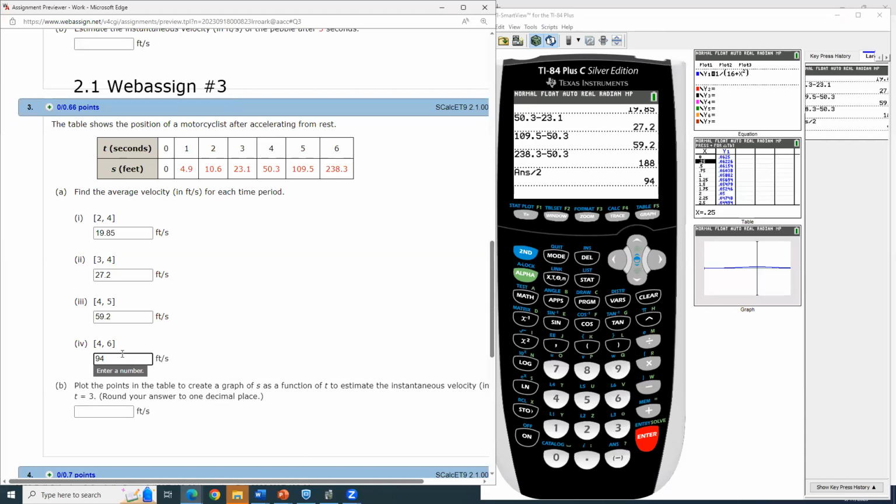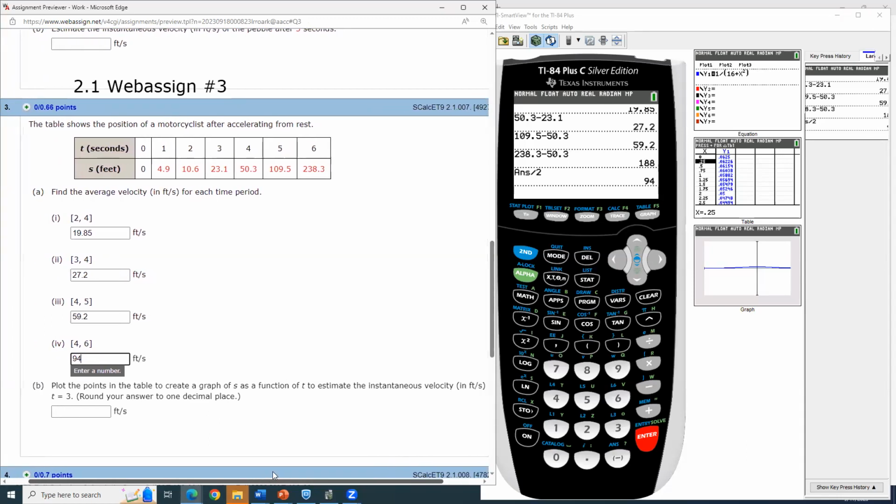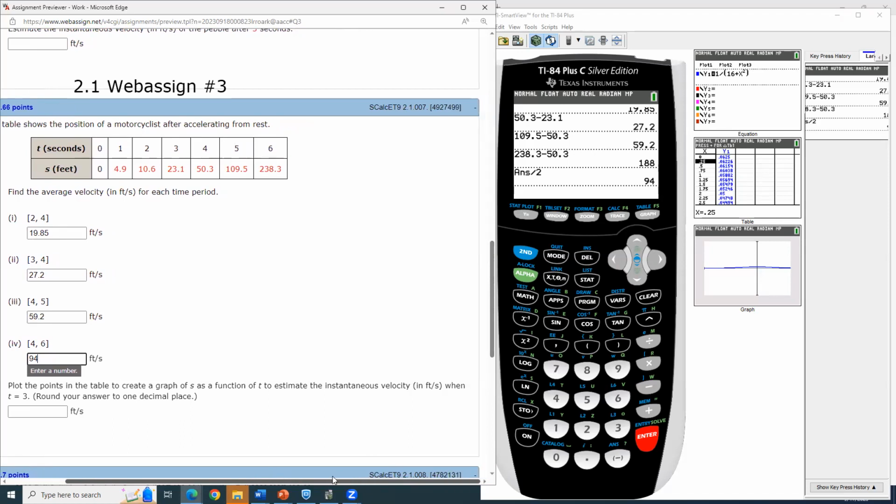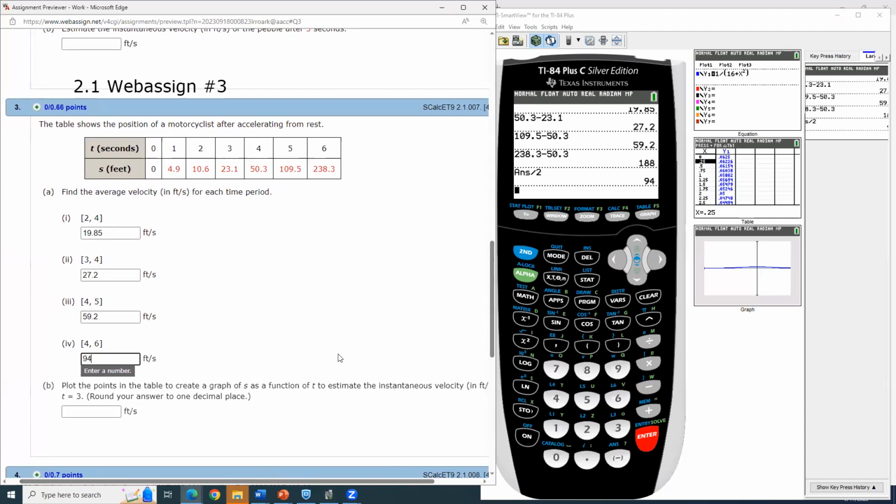Okay, but then it says plot the points in the table to create a graph of s as a function of t to estimate the instantaneous velocity in feet per second when t equals 3. Round your answer to 1 decimal place. This one could pose some problems depending on a number of things. It's a little bit odd, right? Depending on what kind of plot you're looking for, do you want me to plot it by hand? Do you want me to plot it on my graphing calculator? I have my graphing calculator, so I think I'm just going to do that. I know it's a little random.